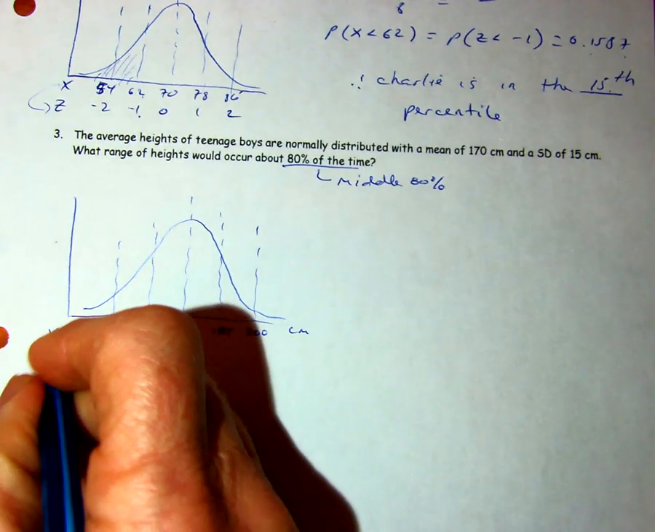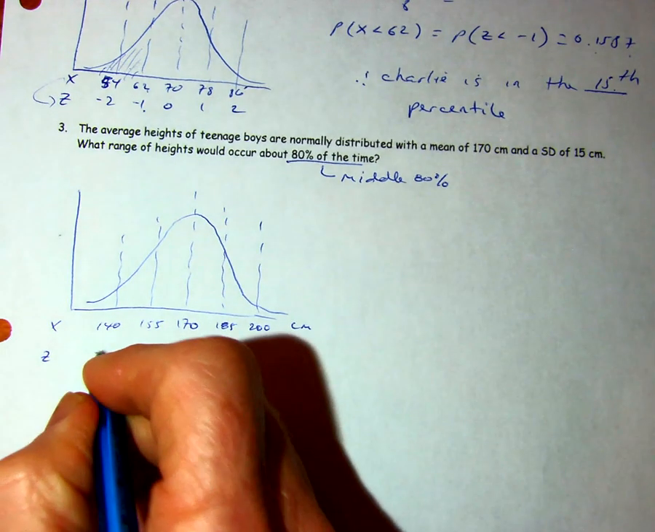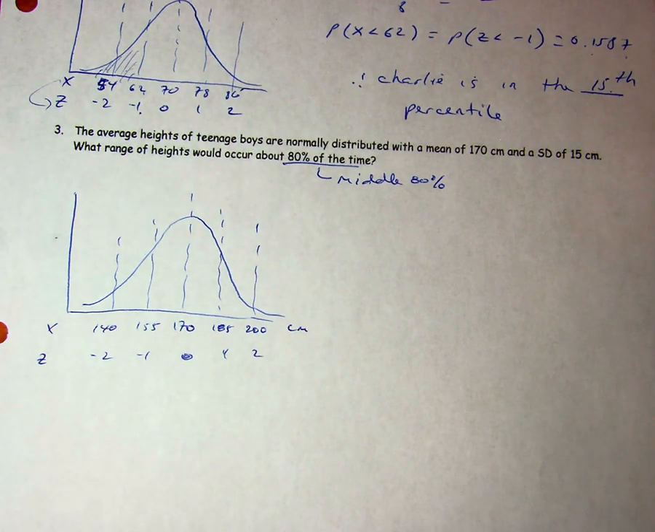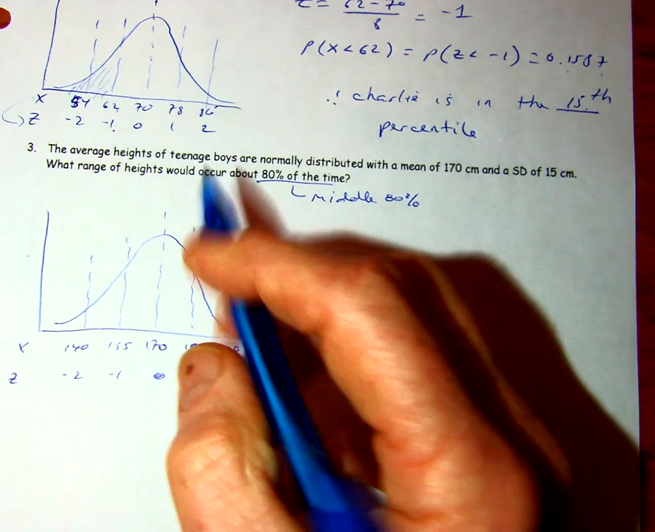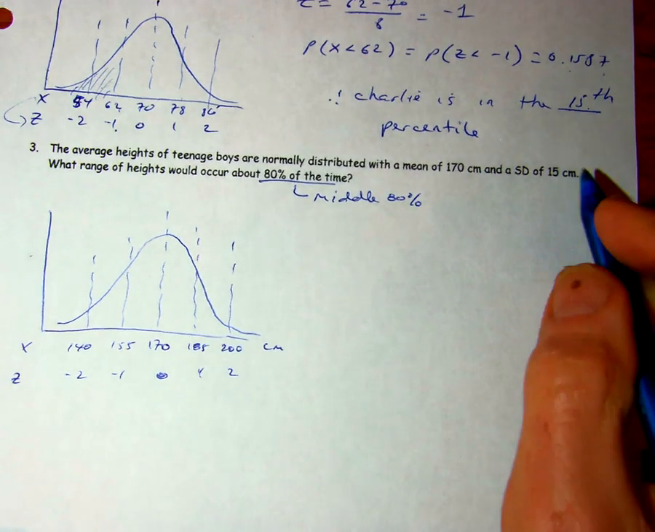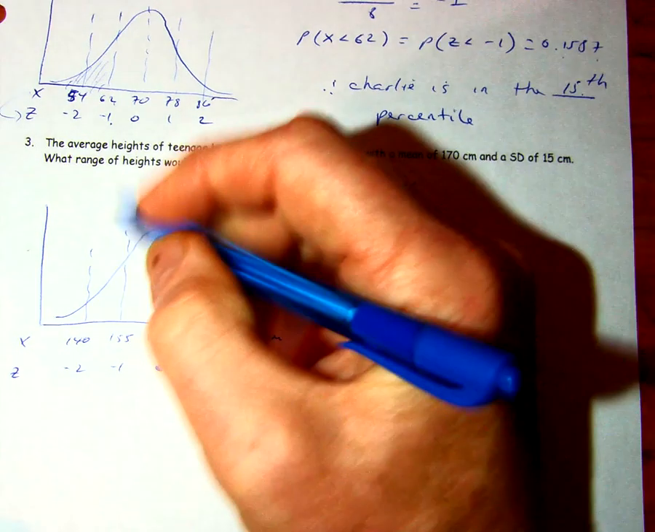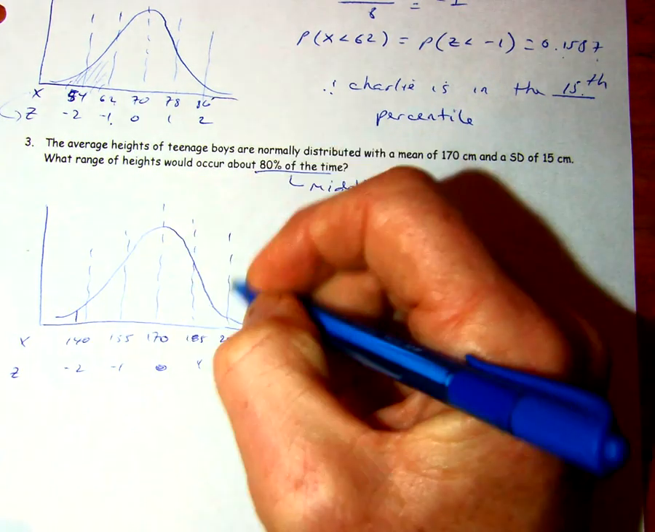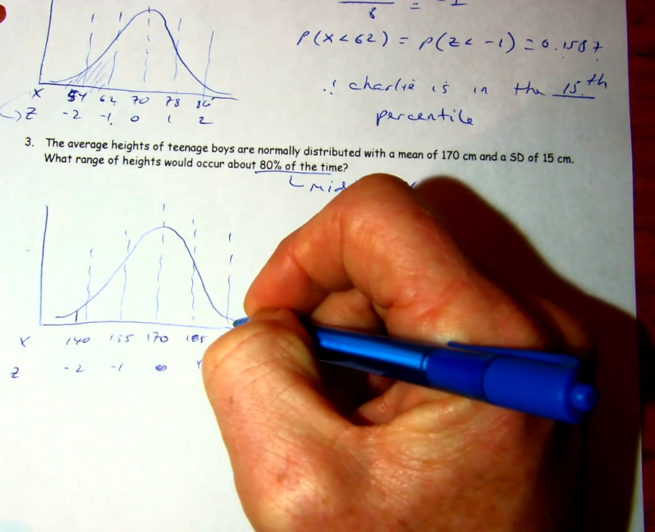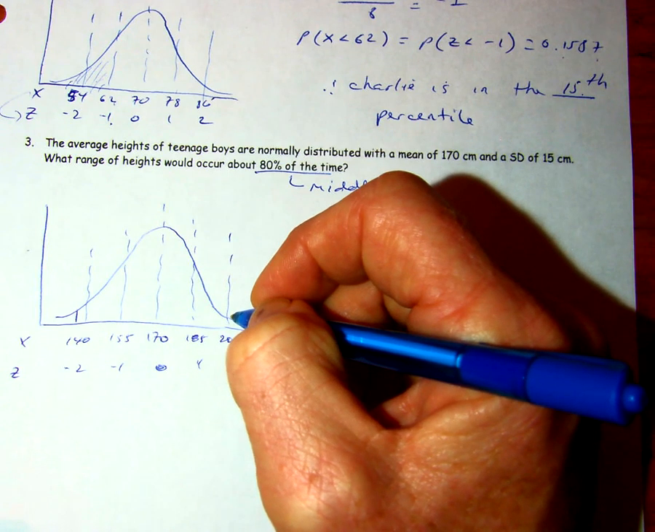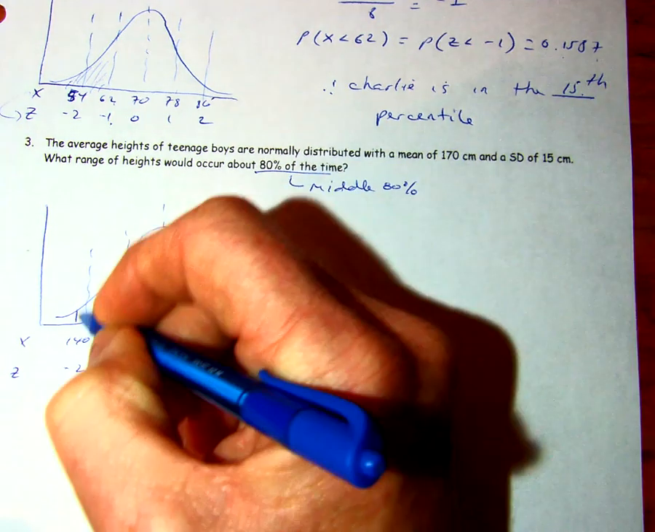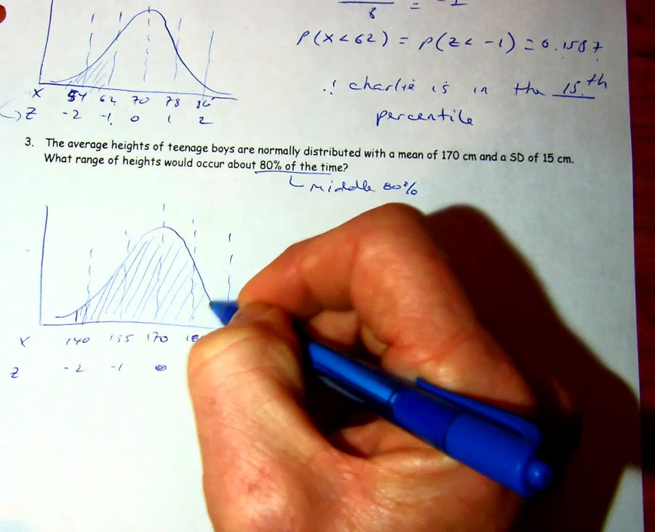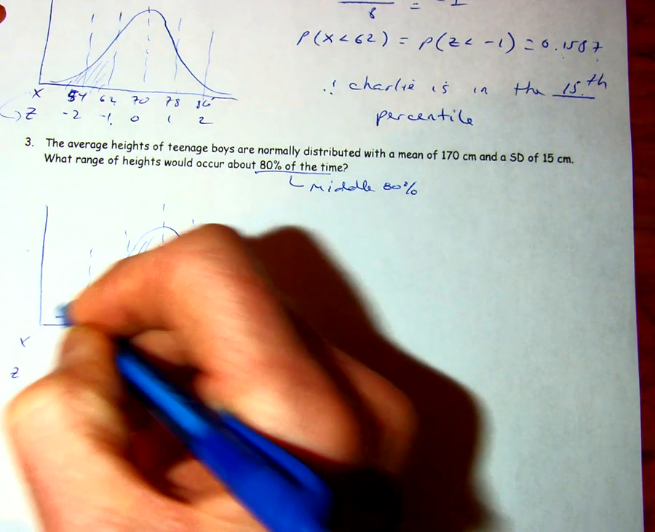Alright, so that's the x values. The corresponding z values are minus 2, minus 1, 0, 1, 2. So we want to find the middle. We're going to assume that's the middle 80%. The middle 80% would be something like this. We have little tails on either side, right?